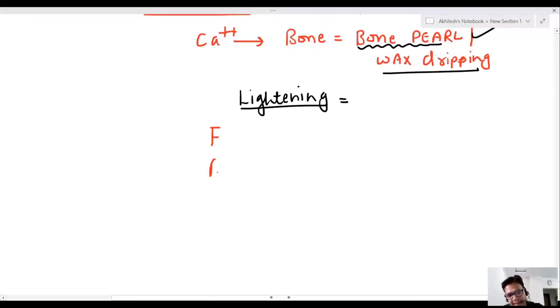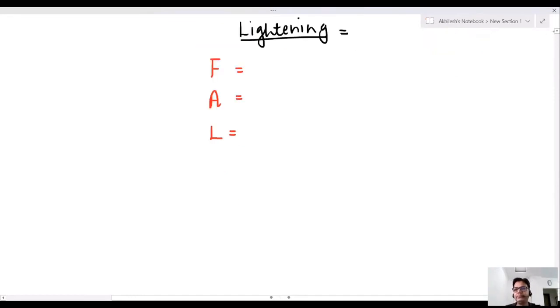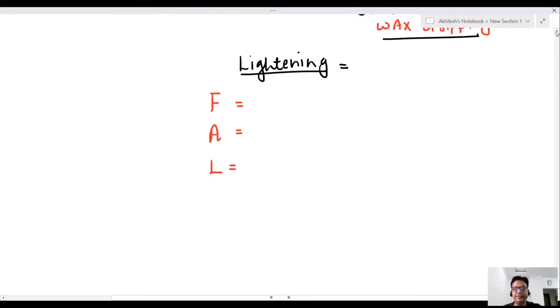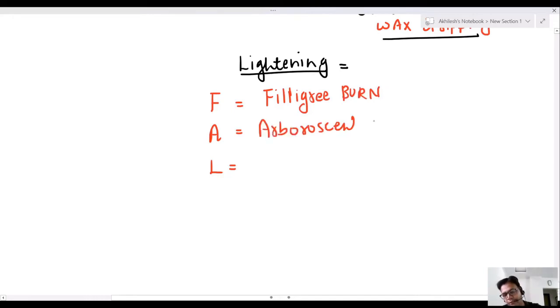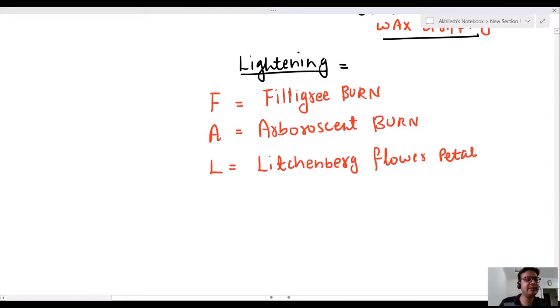Very simple. Lightning falls on your body. These are the injuries. These burns are known as filigree burn, arborescent burn, Lichtenberg, flower petal burn. What is the trick to remember? Lightning falls on your body: filigree burn, arborescent burn, Lichtenberg flower petal burn.